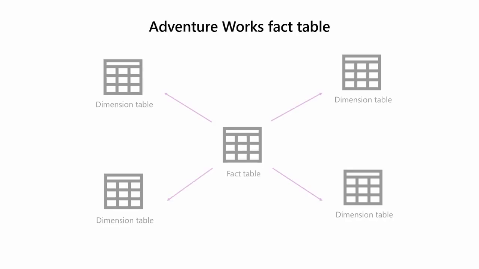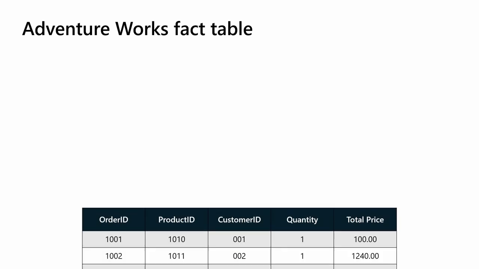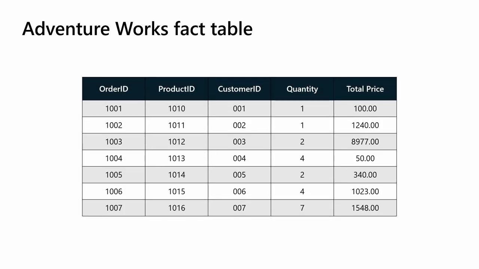Let's take the example of an AdventureWorks fact table. It sits at the center of a sample AdventureWorks Star Schema. It's called Sales Orders and includes transaction details like order ID, product ID, customer ID, quantity, and total price. These are core facts about transactions, like the customer who made the purchase, the price of the product they purchased, and so on. And this fact table is related to dimension tables.